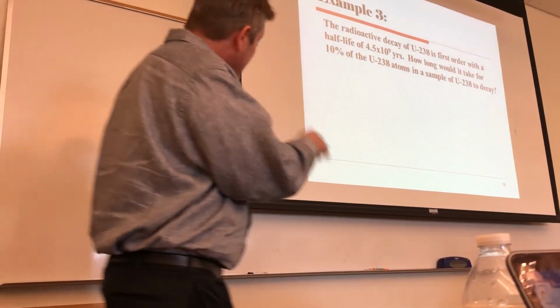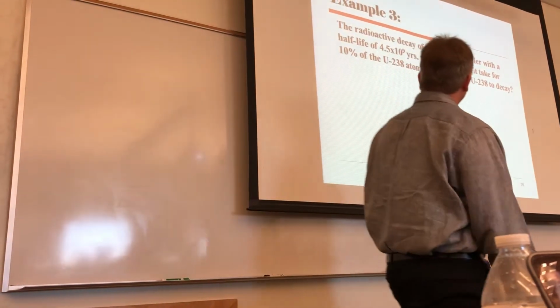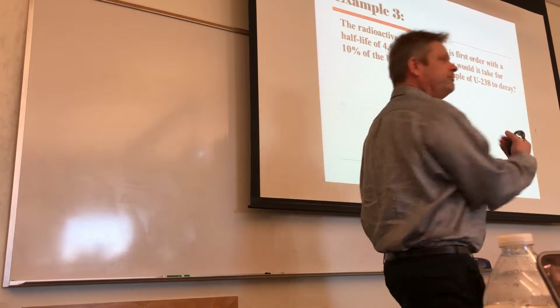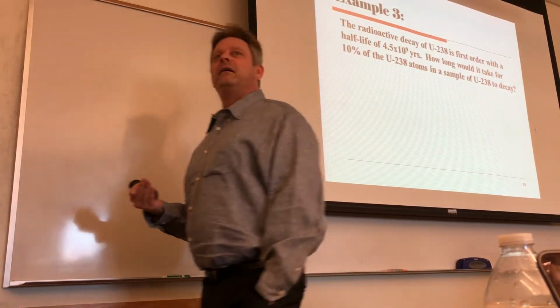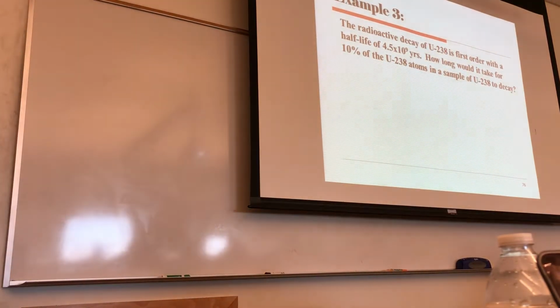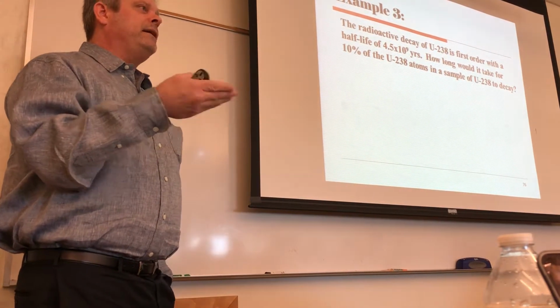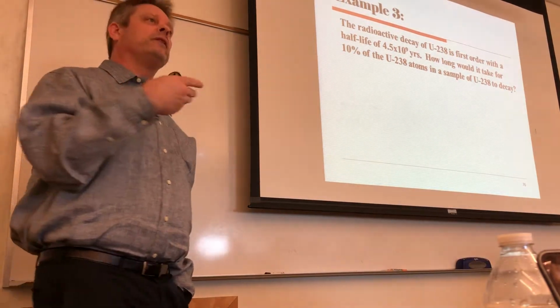So here, radioactive decay of U-238 is first order. I'm telling you here it's first order. If you didn't know that, we're going to look at a couple ways to figure that out. For now, you know one way if you looked at the rate law, but not necessarily with the integrated rate law, and we'll talk about how to figure that out through graphing.